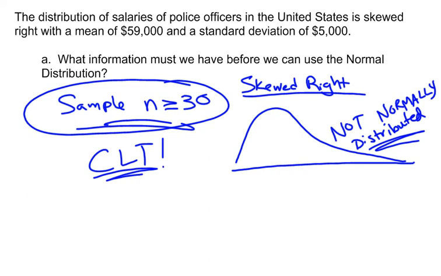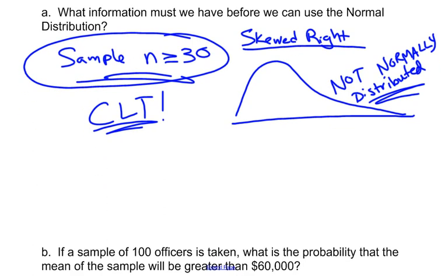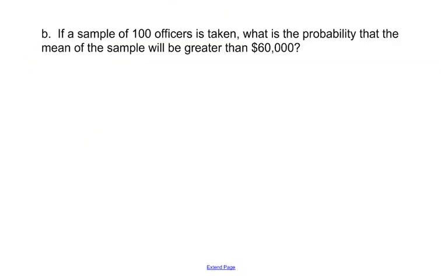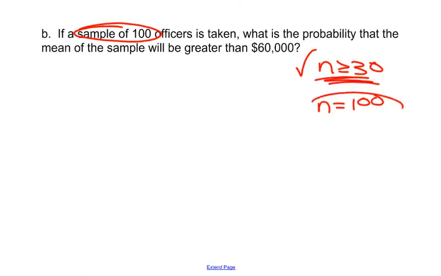Now that we've identified that, I'm going to go down here to part B, where it asks us this. If a sample of 100 officers is taken, what is the probability that the mean of the sample will be greater than 60,000? Well, we can see we have a sample of 100. So n is definitely greater than or equal to 30. Okay, so we're good with this aspect. n is equal to 100, actually.